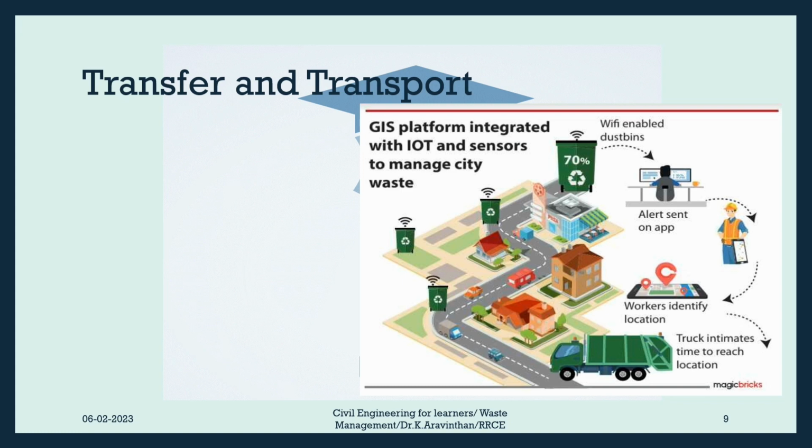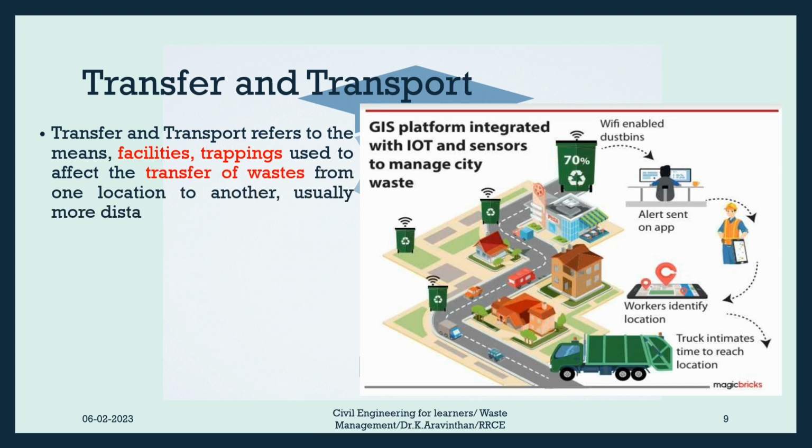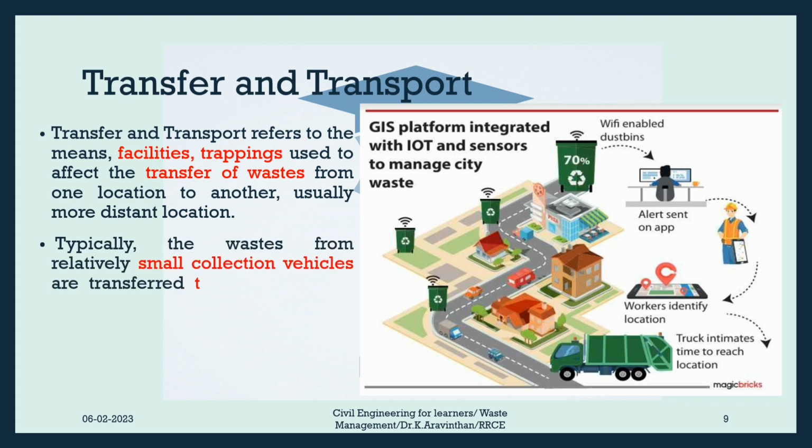Transfer and transport. Transfer and transport refers to the means, facilities, and appurtenances used to effect the transfer of wastes from one location to another, usually more distant location. Typically, the wastes from relatively small collection vehicles are transferred to larger vehicles and then transported to distant locations.